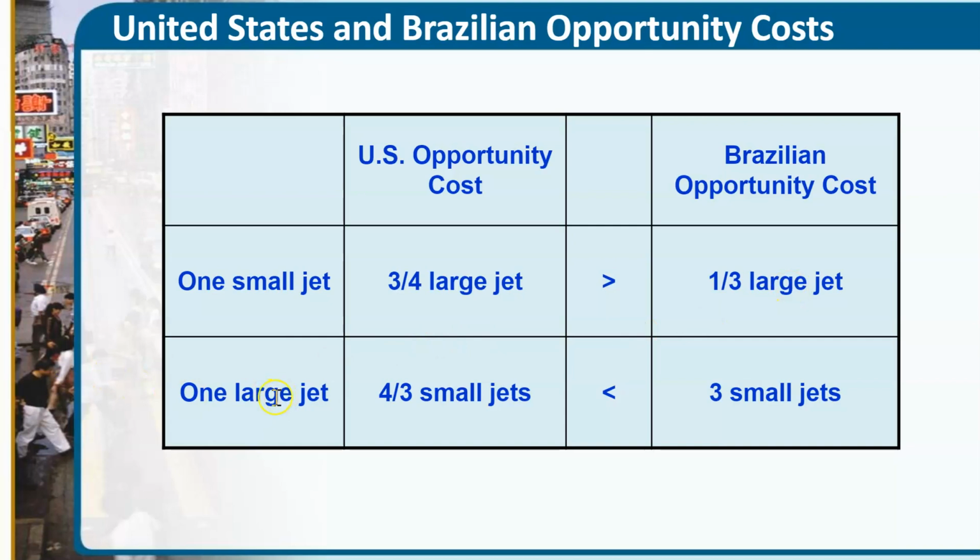So in terms of large jets, it's going to cost the US 1 1/3 small jets in order to produce the large jet, but it's going to cost Brazil 3 small jets, not 1 1/3, but 3 small jets. So what we see here is that the U.S. has a lower opportunity cost in producing large jets, and so they should actually produce large jets, and Brazil should produce small jets because they have the lower opportunity cost in these particular situations. And thus, this is their comparative advantage. Their comparative advantage is essentially for Brazil in producing small jets and the U.S. in producing large ones because they have the lower opportunity cost.